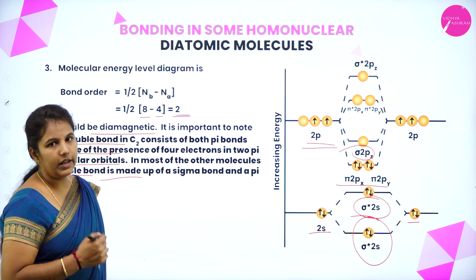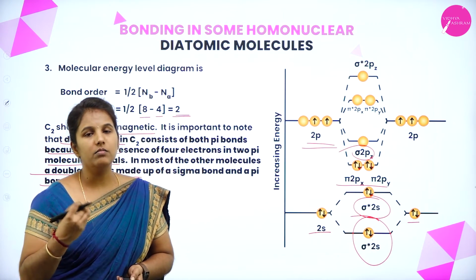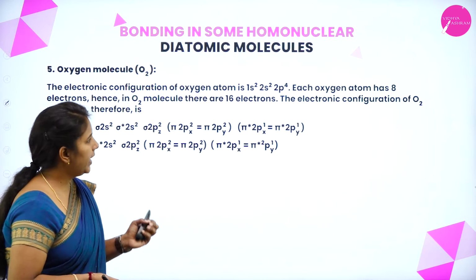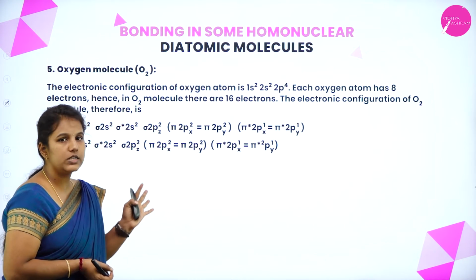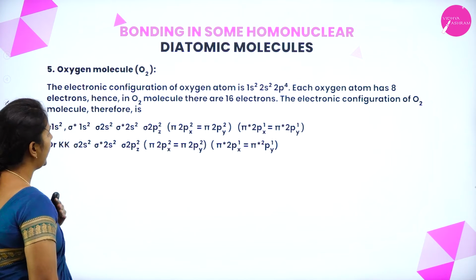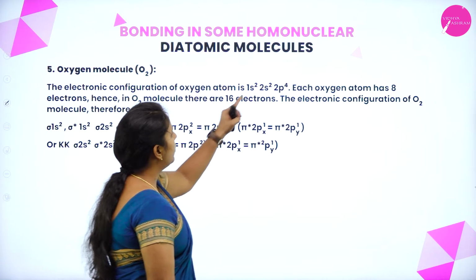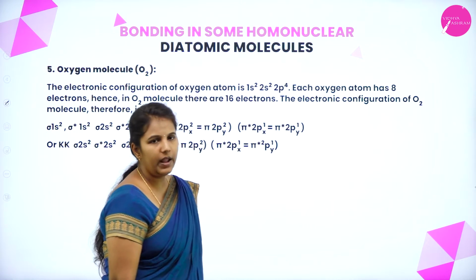So this is what happens when you are considering the carbon molecule. Okay. Next, I'll go with the oxygen molecule. In the oxygen molecule, we know that there are 8 electrons in total, and the electronic configuration goes like this: 1s square, 2s square and 2p4.